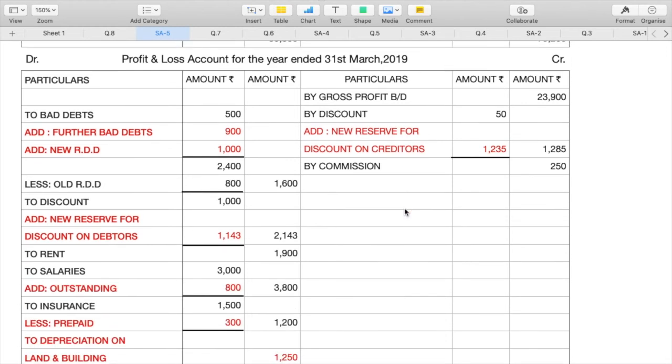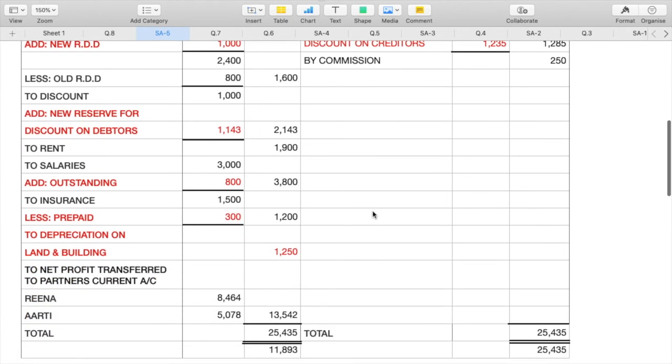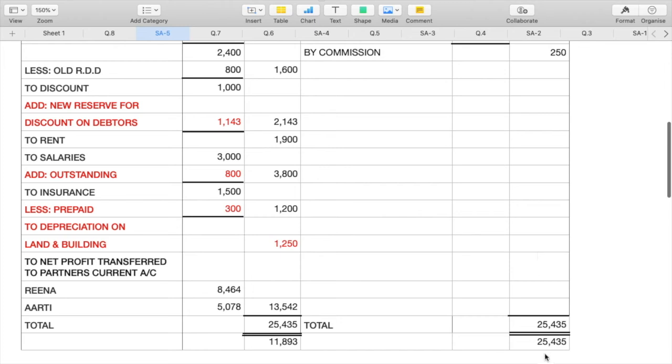So accordingly you can check your answer, because all these adjustments in this question, whatever adjustments I have taken, we have already done, right? So you can very well refer to the solution, and if you have any doubt you can put it in the comment box, right? And you will get credit side total is 25,435, debit side is 11,893. So you'll get a net profit of 13,542.